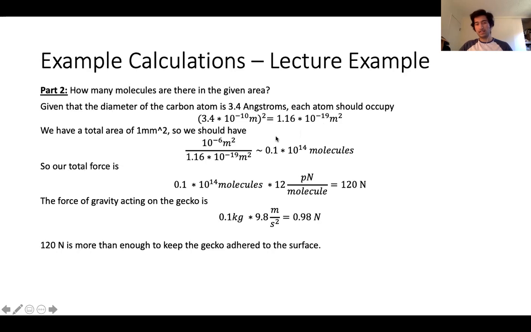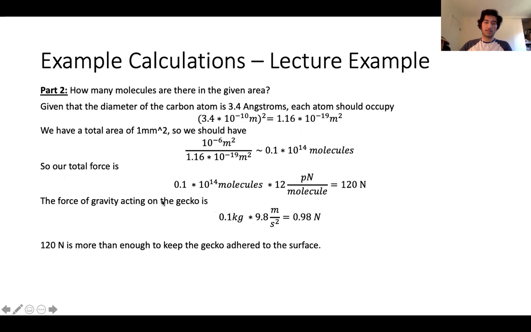And again, this is slightly different from what's in your lecture notes, but it should mainly line up. Because 1 square millimeter is 10 to the negative third meters times 10 to the negative third meters, you'll get 10 to the negative 6 meters squared. And this is what you'll end up with for the number of molecules. If you just multiply piconewtons per molecule times the number of molecules, you should get 120 newtons.